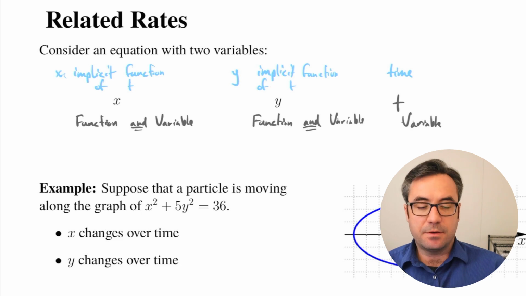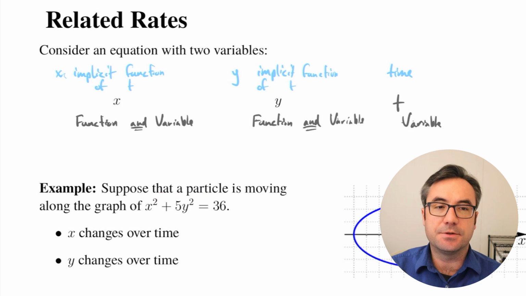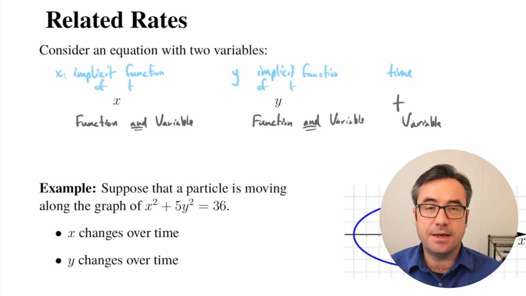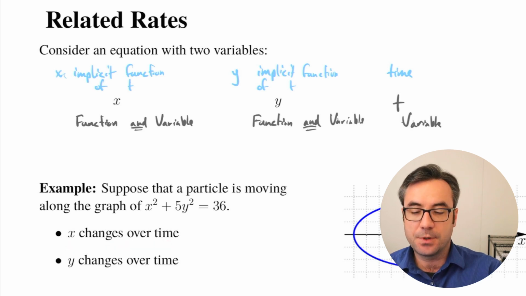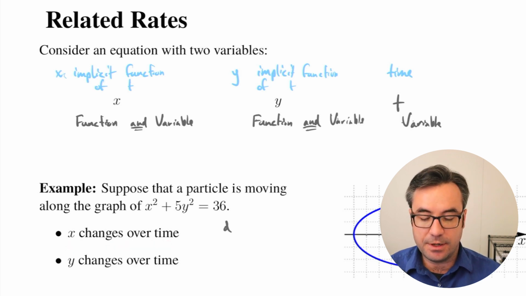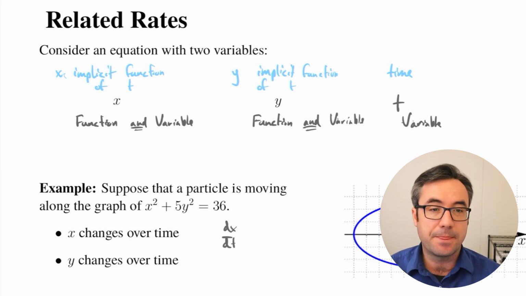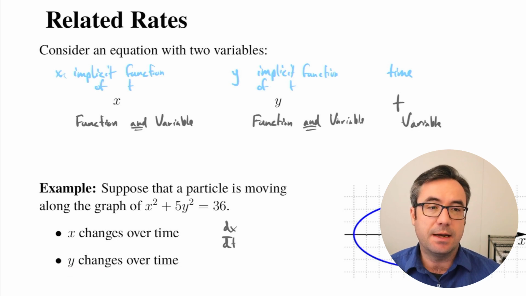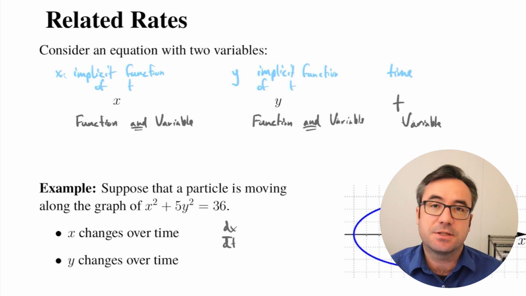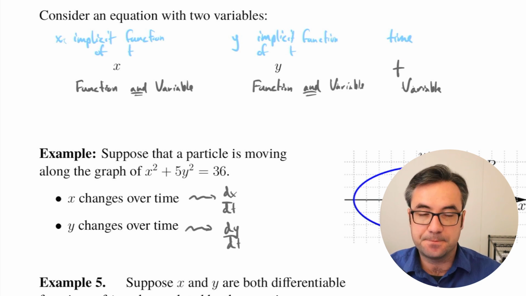When we have an equation like this, what we're going to be interested in figuring out is how x changes over time. So we're going to be interested in calculating the derivative of x with respect to time. And same thing for y. If y is changing over time, then it's going to be good to know how fast y is changing over time. So we'll also calculate things like dy dt.